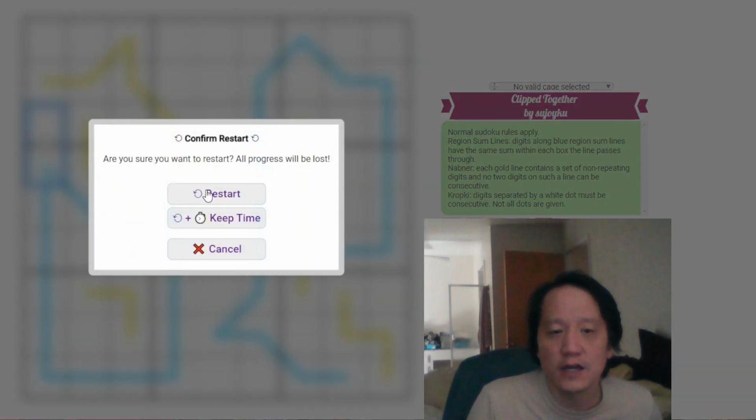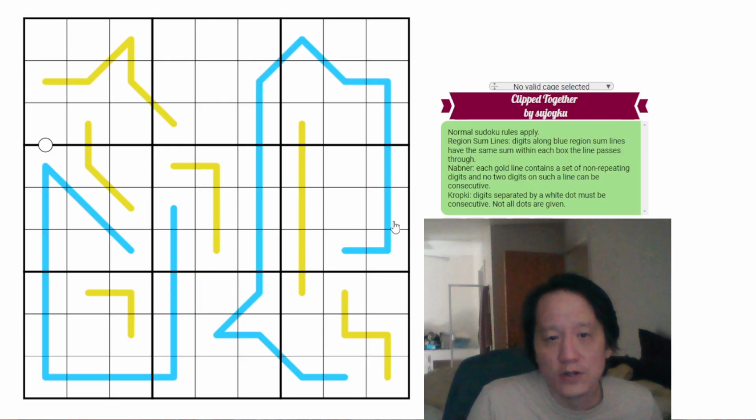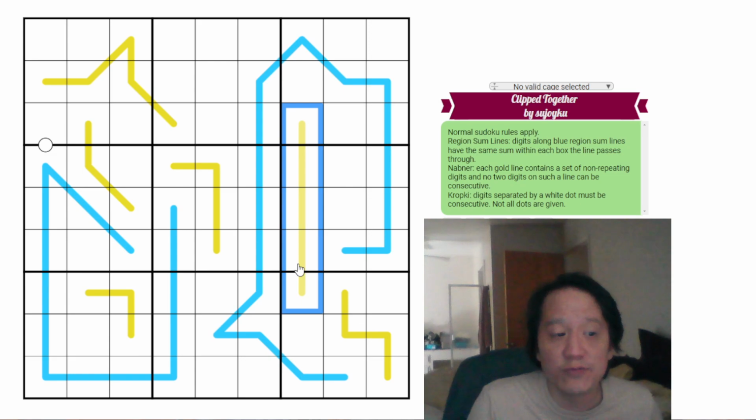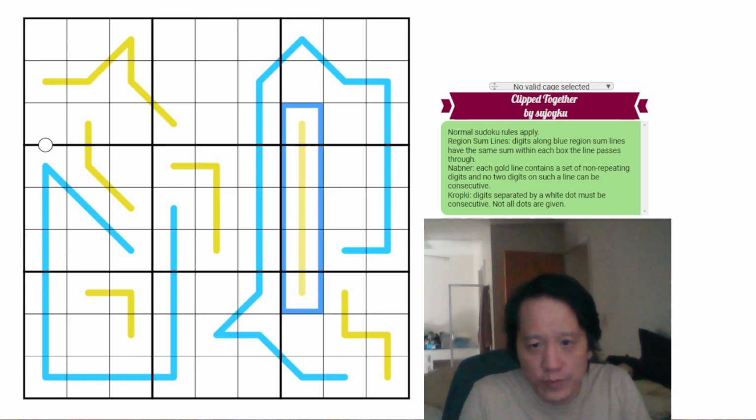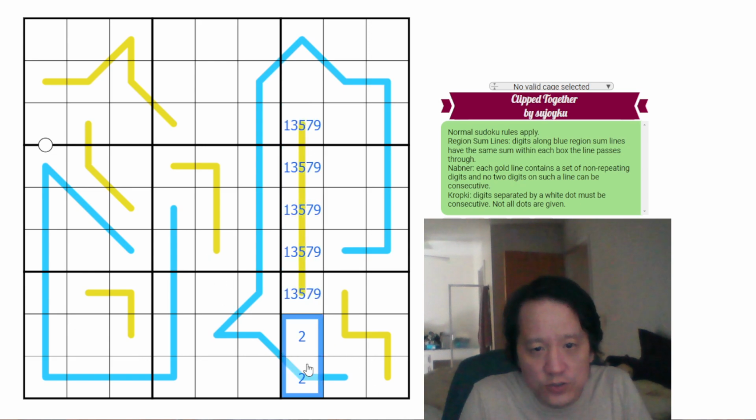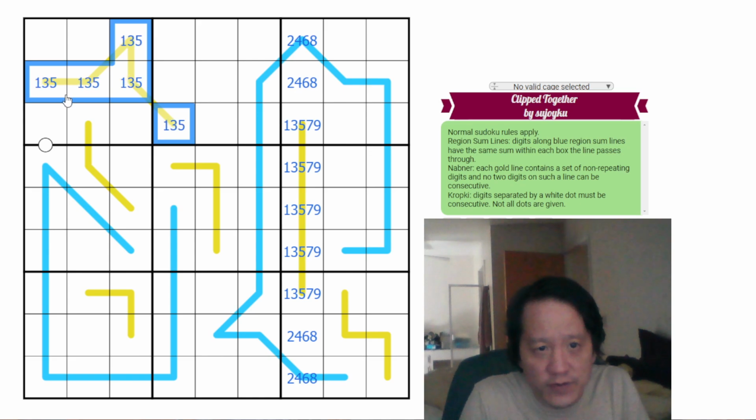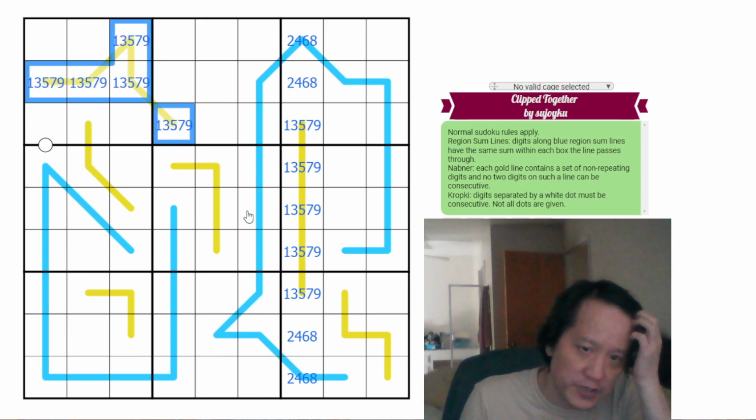Let's go. Okay. So one thing about Nabner lines, if there are 5 of them and they're distinct, that means there has to be 1, 3, 5, 7, and 9 in a normal Sudoku, if there's 5 of them. So we know this has to be 1, 3, 5, 7, 9. These are 2, 4, 6, 8. These are 2, 4, 6, 8. We know also these are 1, 3, 5, 7, 9. Same reasoning.